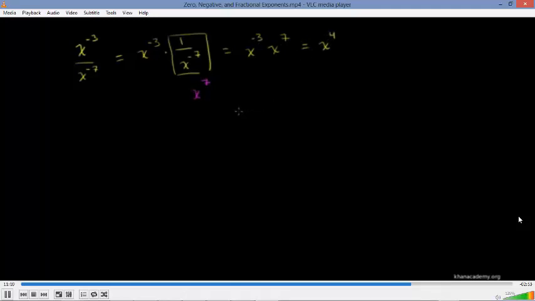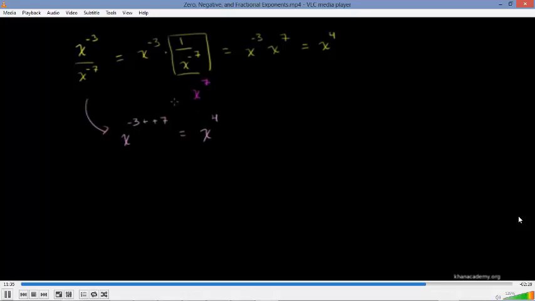Now another completely legitimate way we could have done this is we could have just subtracted the exponents. We could have said, well, gee, this is the same base. This is going to be x to the negative 3 minus negative 7 power. Well, negative 3 minus negative 7, that's negative 3 plus 7, which is equal to x to the 4th power.